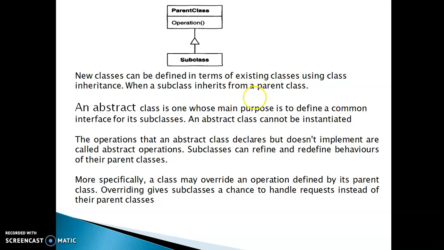And one more thing, we have one special class called an abstract class. That is one wherein the main purpose is to define a common interface for its subclasses. There is a class called an abstract class.